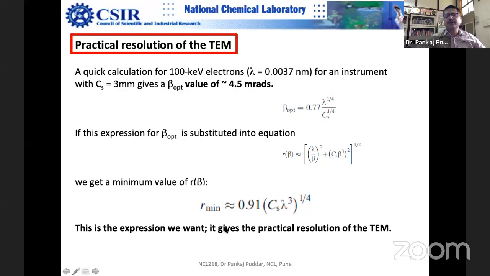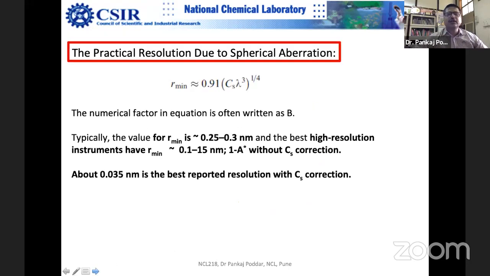So this is the practical resolution limit which you see in TEM brochures. In a TEM brochure, this is the limit which is given. But in real sense, we'll learn later on. It's very interesting. I'll not disclose those things now.